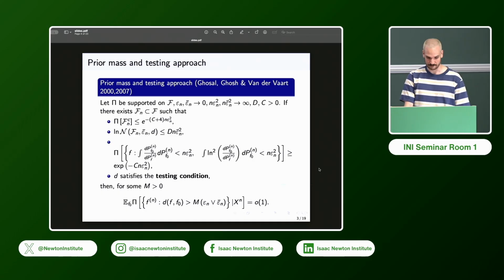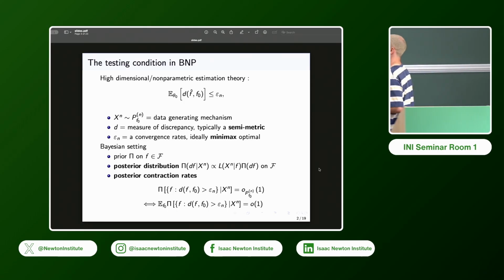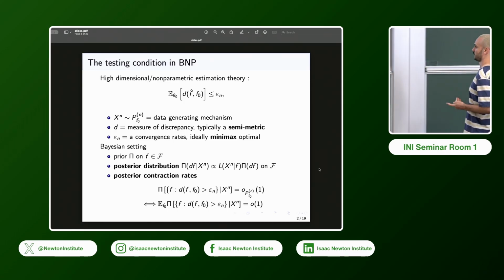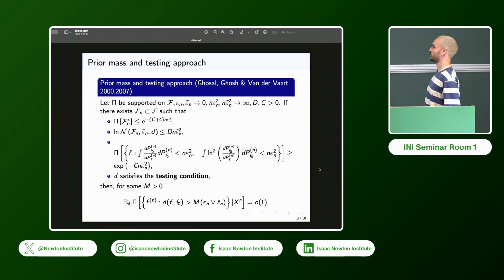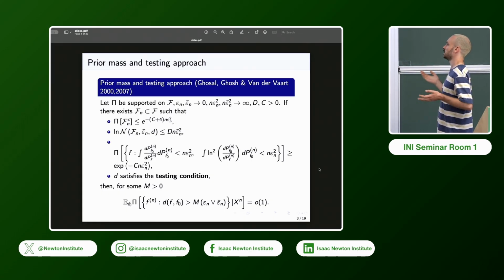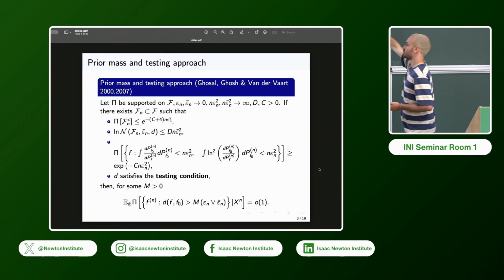So it's a really heavy third slide in a way, but I'm not going to try to explain it all because that's not really the purpose of this talk. But basically, there is some kind of gold standard approach in order to show that a given rate epsilon satisfies this kind of condition, which is usually referred to as the testing approach or prior mass and testing approach. And it relies on a set of assumptions that look really complicated, but actually it's not that hard once you're used to the framework. But anyway, you have a bunch of things to satisfy.